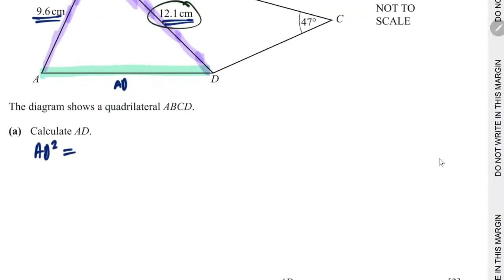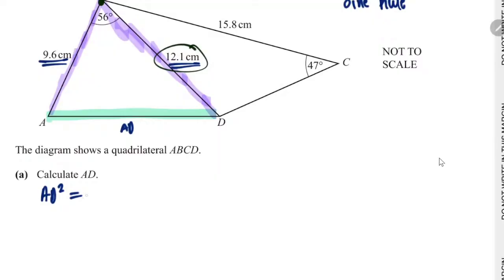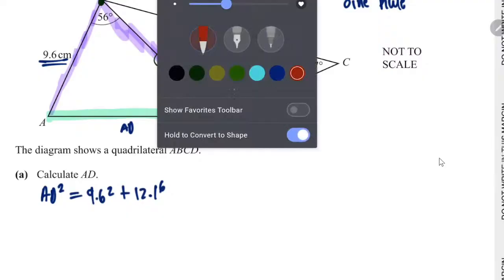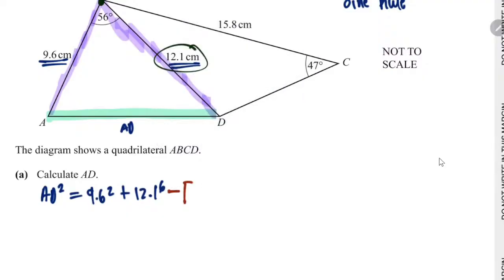So here AD is the one we're looking for. We use the cosine rule. AD squared will be equal to the other two, 9.6 squared plus 12.1 squared. You add the other two. Then you say minus, then you open a big bracket. Then you say 2, then you bring 9.6, just one of them. Then you bring 12.1, just one. Then you say cos 56 degrees.